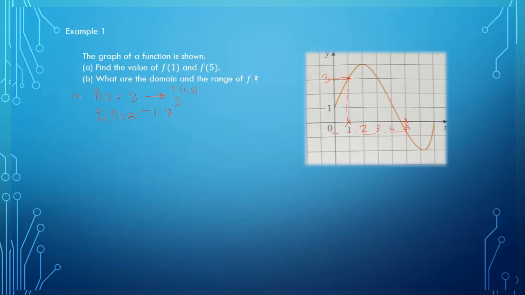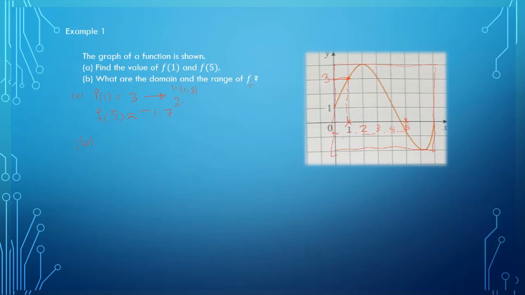This is for A. And for B, what are the domain and the range of f? To get the range and the domain, we draw a rectangle surrounding the graph, like this. This is the highest point, so we draw it like this, and this is the lowest part, and here we go.